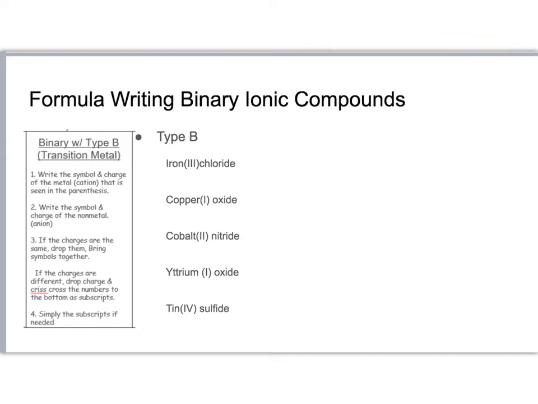So once again, following the rules in the box, we're going to write the symbol and the charge of the metal, and of course the charge is what is seen in the parentheses. So we will take Fe, and the Roman numeral 3 tells us it's a positive 3 charge. Chloride is chlorine. We will look up its symbol on the periodic table and its charge. And once again, if the charges are different, we're going to drop the charge and crisscross the numbers down, and we will rewrite the formula without the charges.